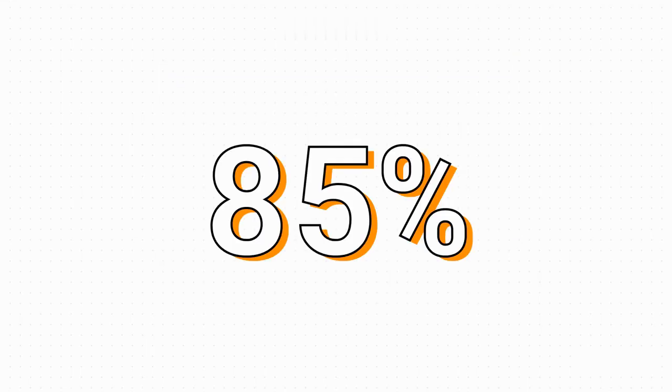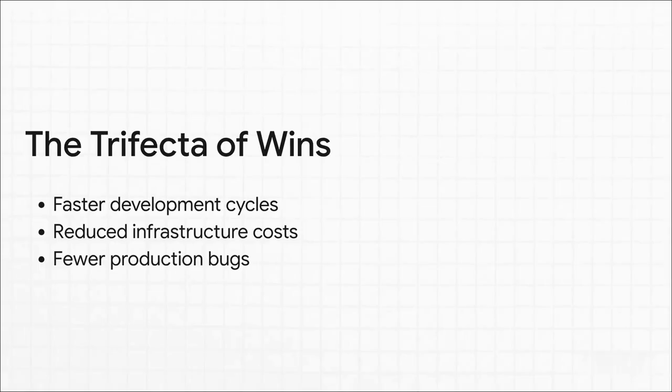So what's the end result of this kind of intelligent design? Well, how does this sound? We have seen teams achieve cost reductions of up to 85% compared to a full production mirror. That is not a typo. 85%. That is the kind of financial power we're talking about when you move from a replica to a realistic model.